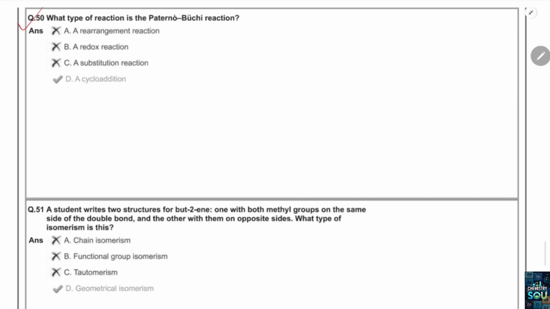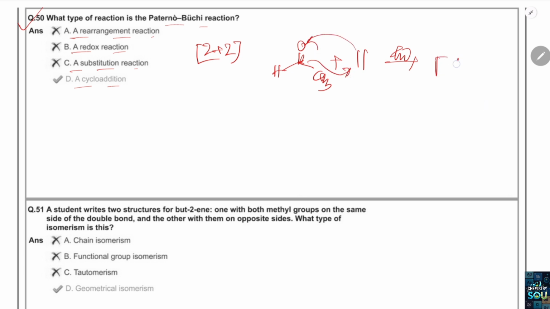Question number 15, what type of reaction is the Paterno-Buchi reaction? The options are a rearrangement reaction, a redox reaction, a substitution reaction, a cycloaddition. Paterno-Buchi is a 2+2 cycloaddition reaction. The example is that suppose this is CH3 carbonyl plus this alkene in the presence of light. It will form this, a cycloaddition product, with oxygen here and CH3 here. So D is the correct answer.